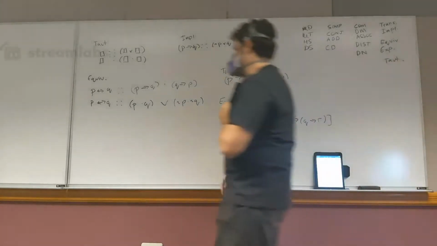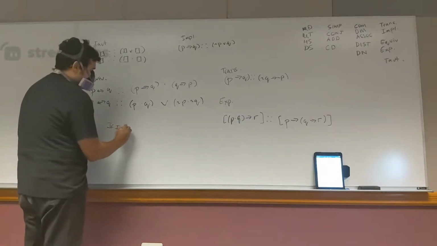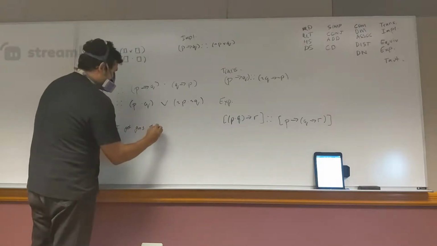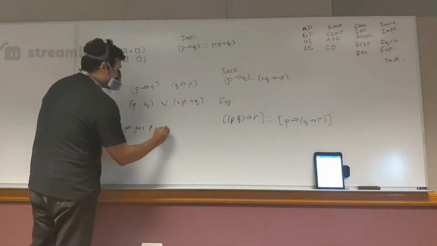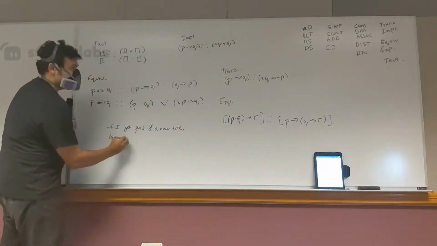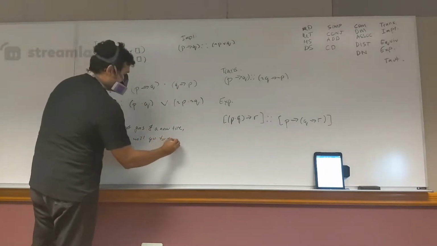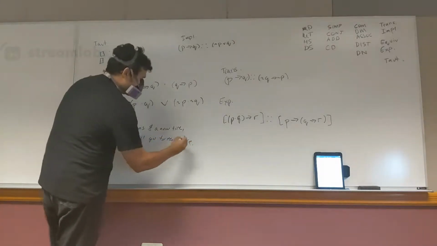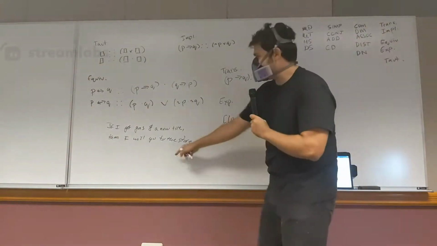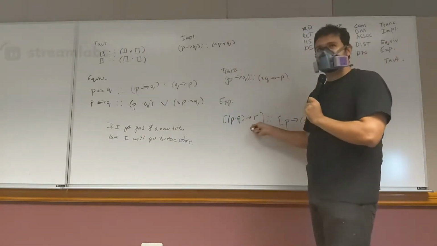Here's an example in English. This one normally helps. Let's say if I get gas and a new tire, then I will go to the store. How exciting. Another boring example. Okay, so this is a translation of this. If I get gas and a new tire, then I'll drive to the store.